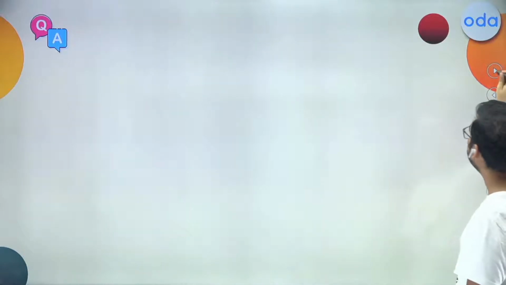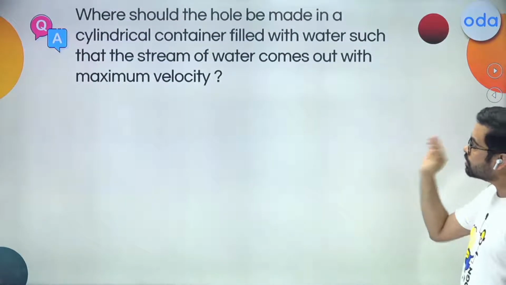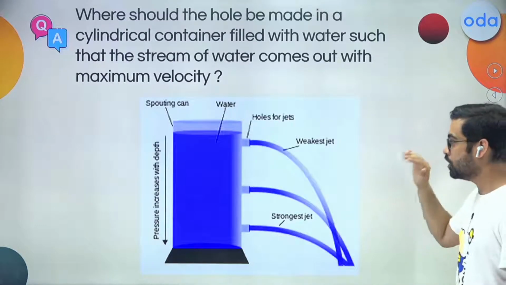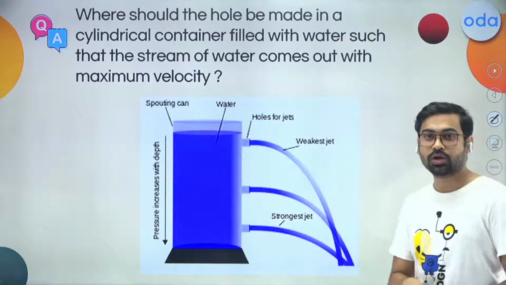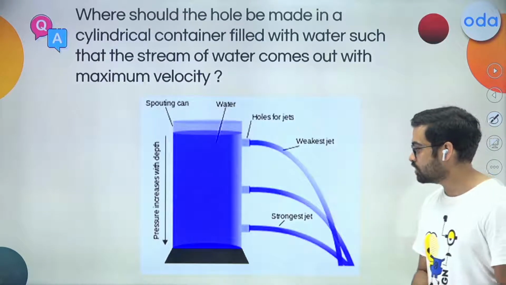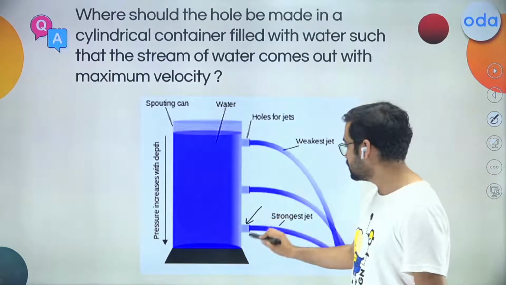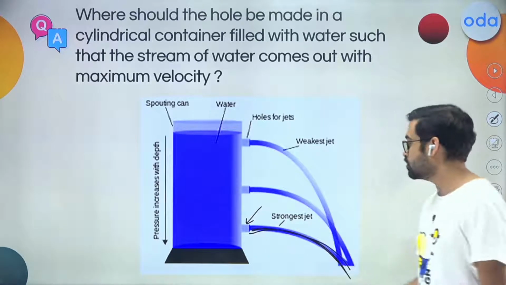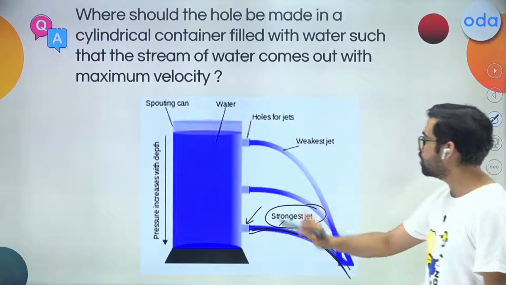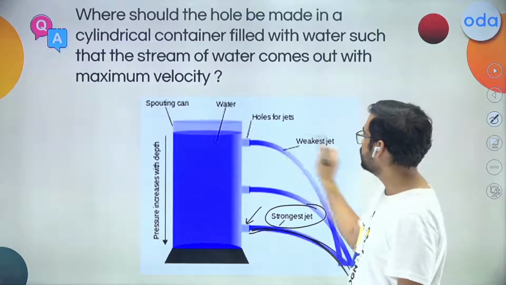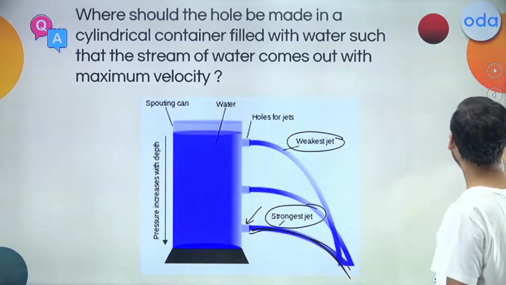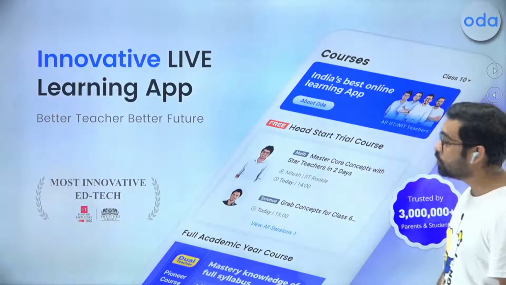There's also a subjective question for you. It is again the same question. If you want the diagram related to it, you can have this one. You can take a screenshot of this. This is near the bottom, as you can see, and it is going out with the maximum velocity. As you can see, this is the strongest jet, while this one at the top happens to be the weakest jet. So this was all that we had to do in this class.